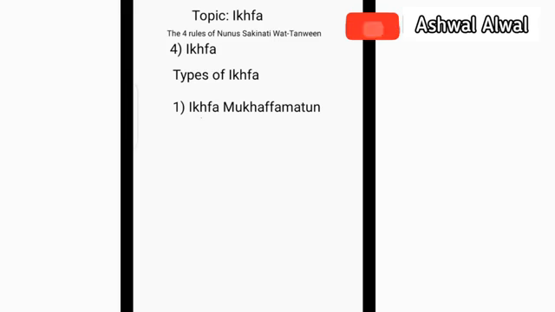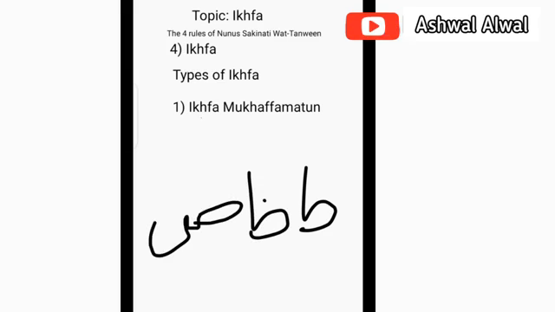And the four are Ta, Zo, Sod, and Qaf. Now, how are they heavy? How are they to be pronounced thick?